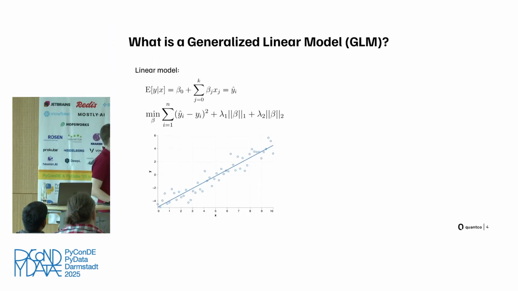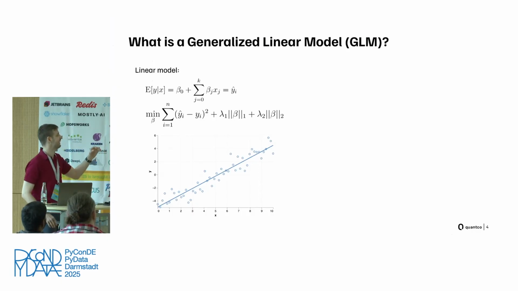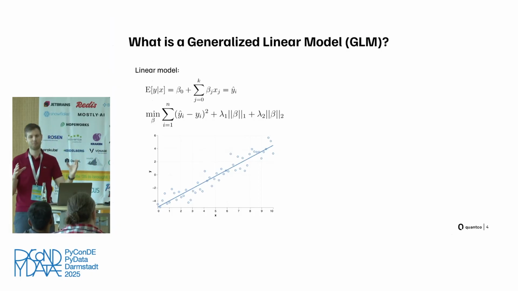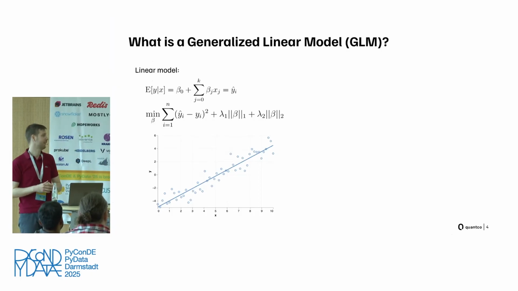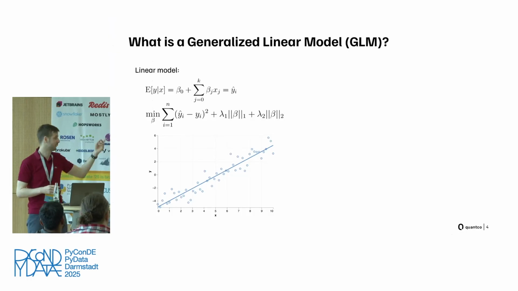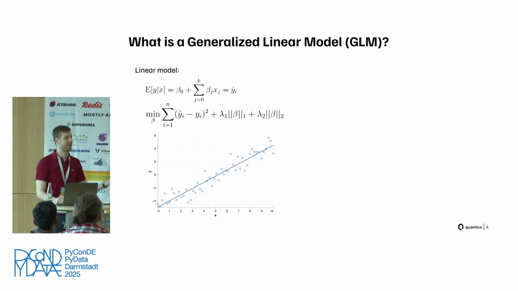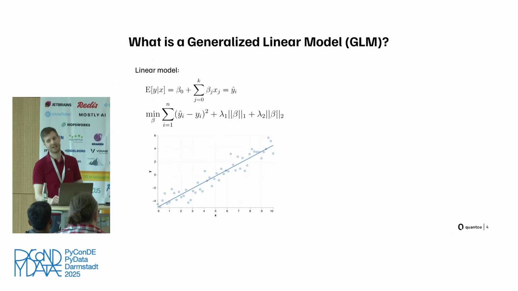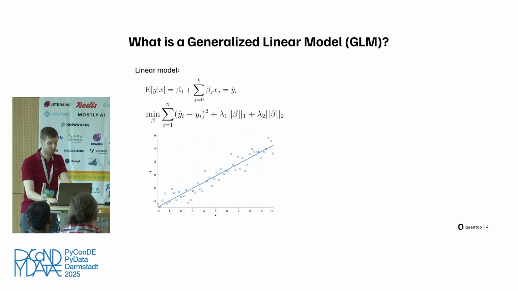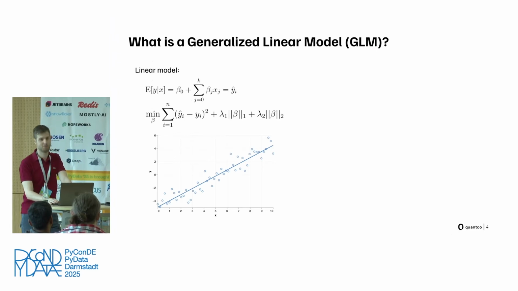You usually estimate it by minimizing, for example, the square error between your predictions and the outcomes. There are other ways to do it. This is the most usual thing. You can also penalize it. You can add L1 penalization, L2 penalization, something else. If you're a data scientist, if you're an economist, you probably just don't do that.